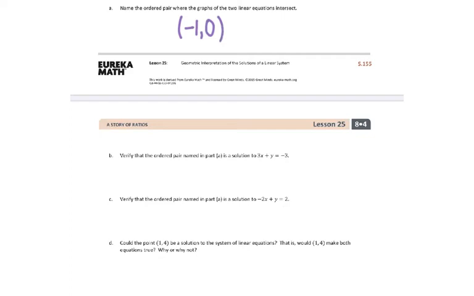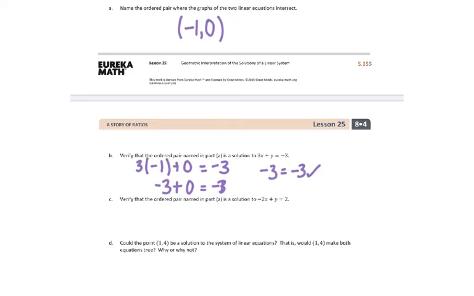And now we need to verify that that ordered pair is indeed a solution to both of these linear equations, because we want it to be a solution to our system, and therefore it has to be a solution to both linear equations. So let's take a look at B, and let's plug -1, 0 into this equation. So we have 3 times -1 plus 0 equals -3. So now we have 3 times -1 is -3. So we've got -3 plus 0 equals -3. Whoops. So we have -3 equals -3. So that is indeed a solution to that linear equation.